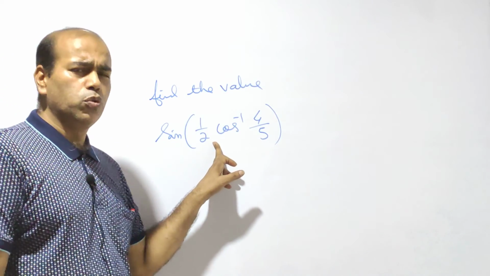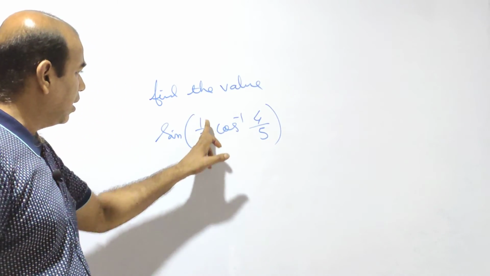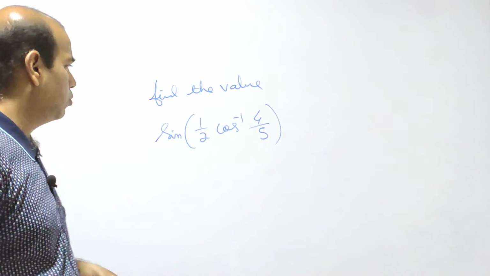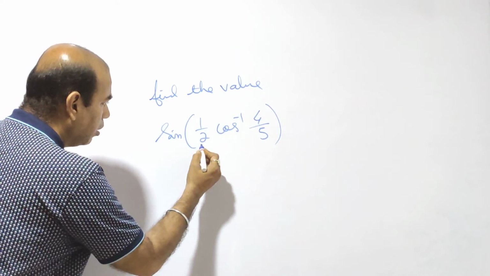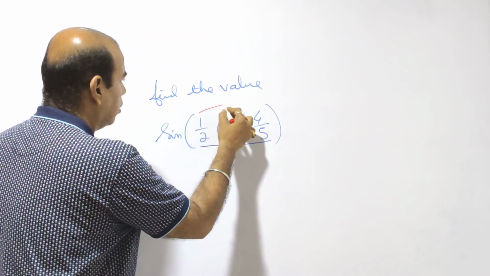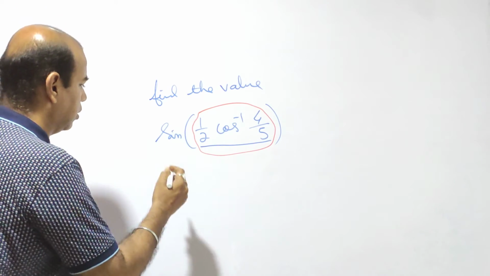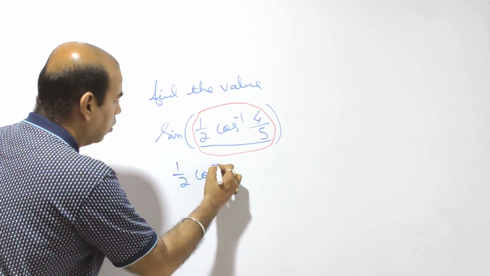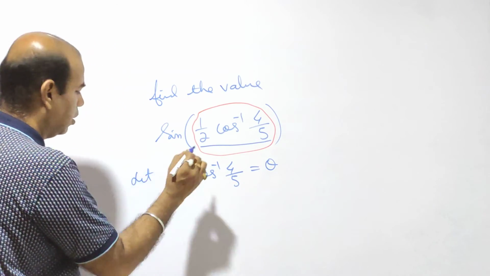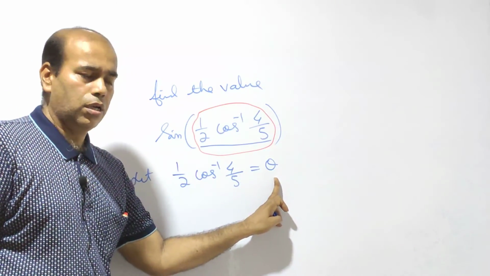Generally, when we have cos inverse, what do we do? We use the triangle method and solve it. But here there is a half, so that is the problem. So how do we solve? Students, please check. What I am doing is taking this inner part, the whole thing, as theta. So half cos inverse 4 by 5 equals theta. This is what? Let. That means this inner part I have taken as theta.